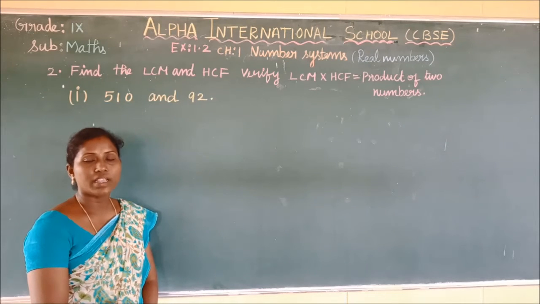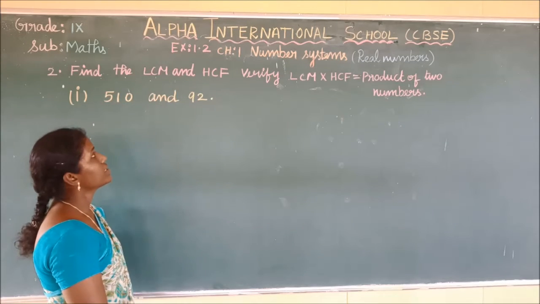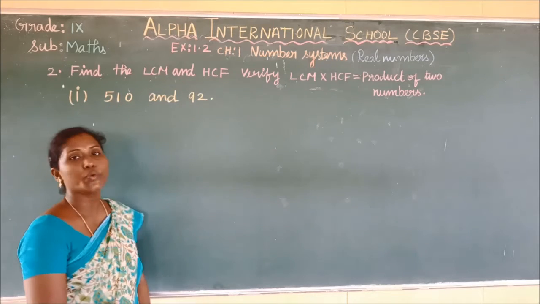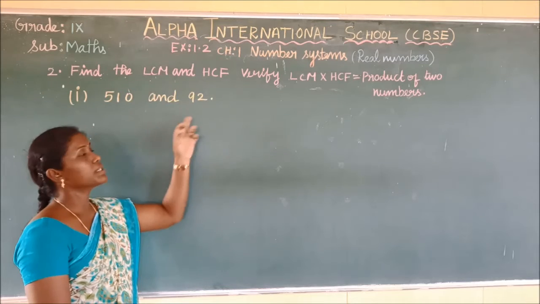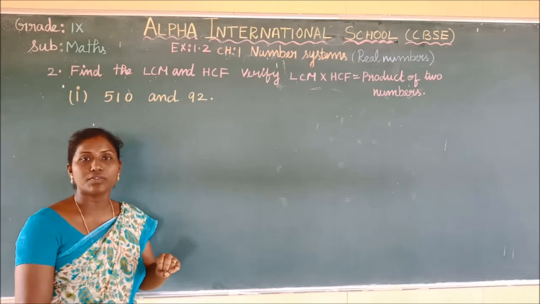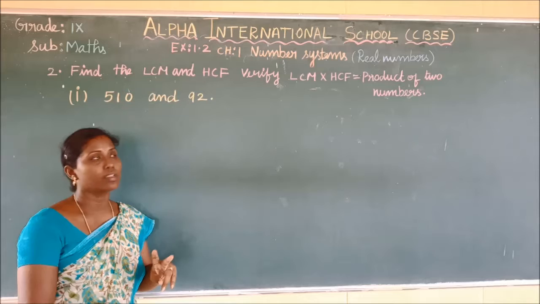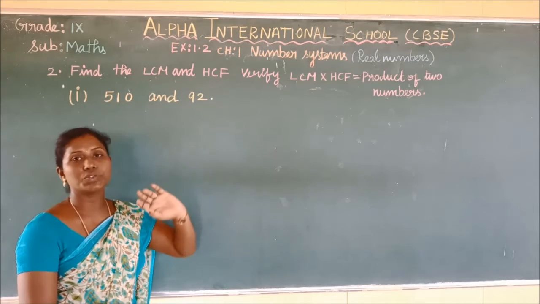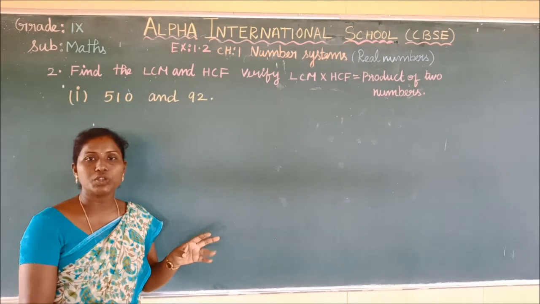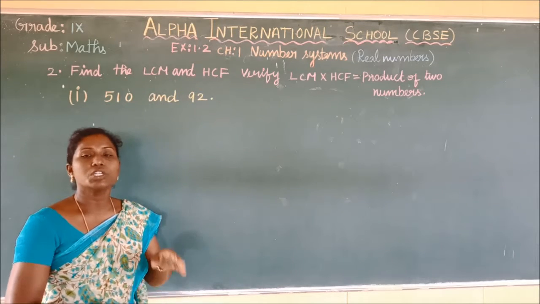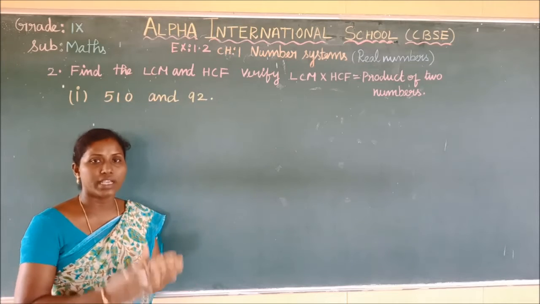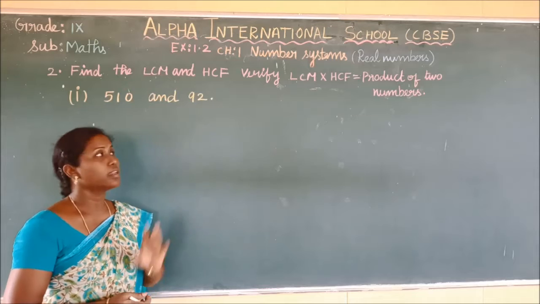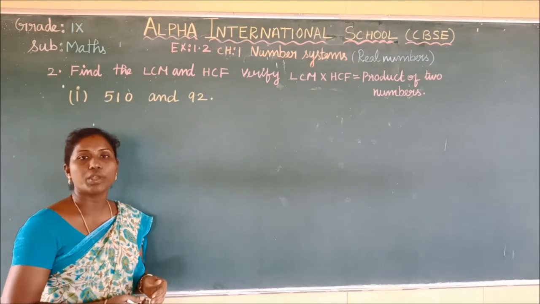See the second problem, children. Find the LCM and HCF. Verify LCM into HCF equal to product of two numbers. See here, 2 numbers are given. We have to find the HCF and LCM for these 2 numbers. And we have to verify LCM into HCF equal to product of 2 numbers. Yes, it is always true for whatever 2 positive integers you are finding the HCF and LCM. Surely the product of the LCM and HCF is equal to the product of the given 2 numbers. Here 2 numbers are taken as an example and we are going to verify that.